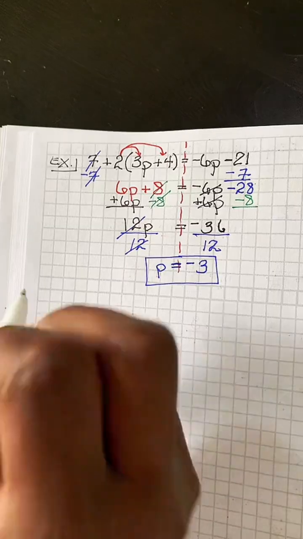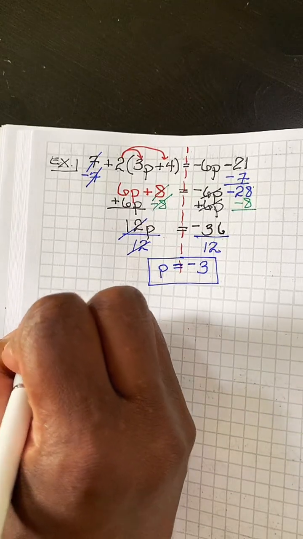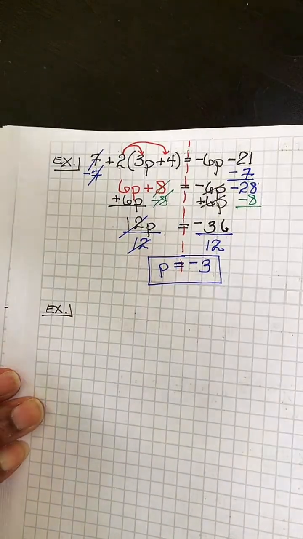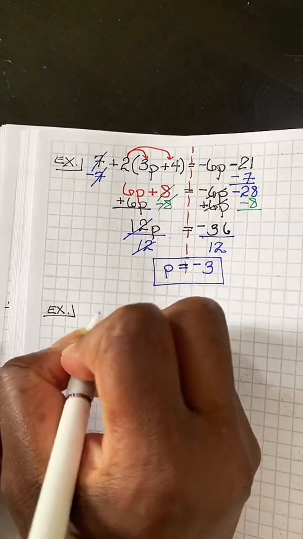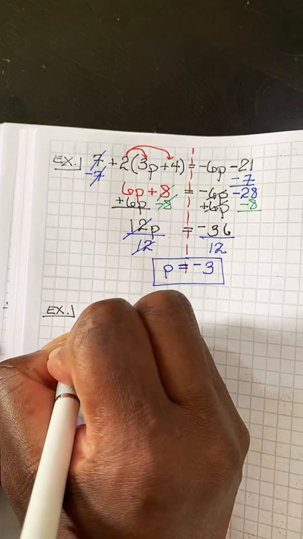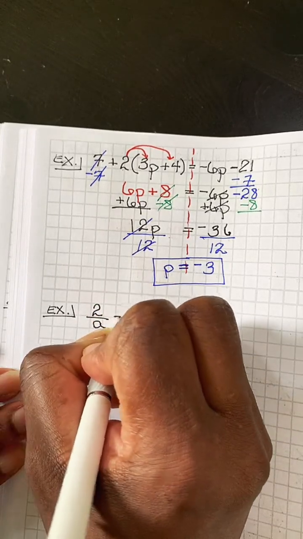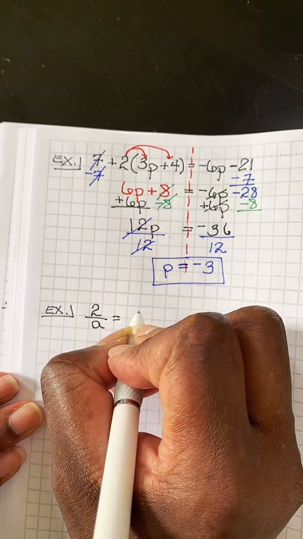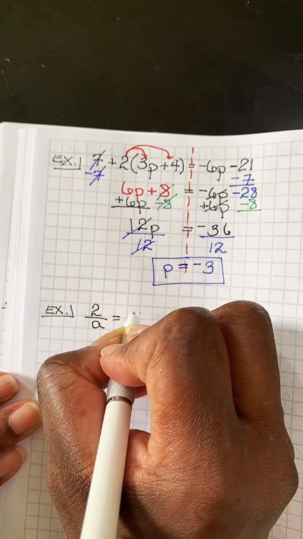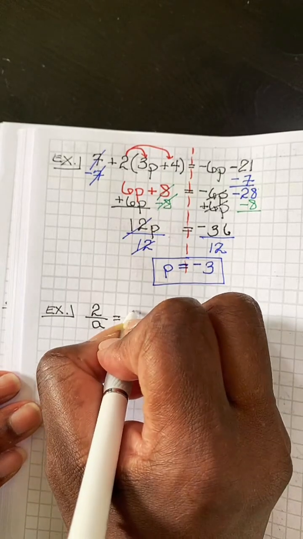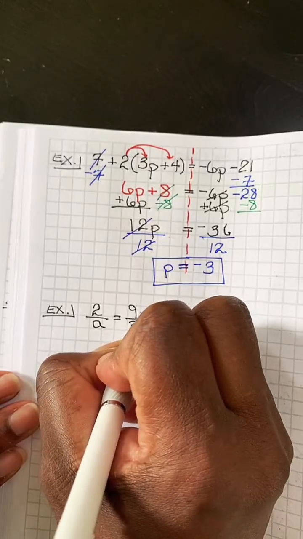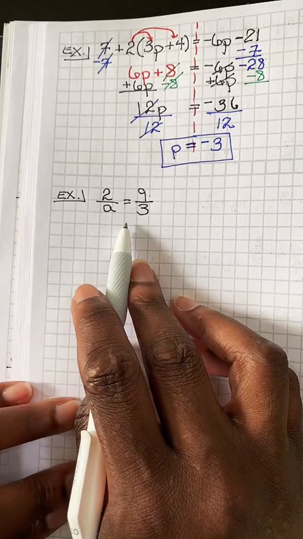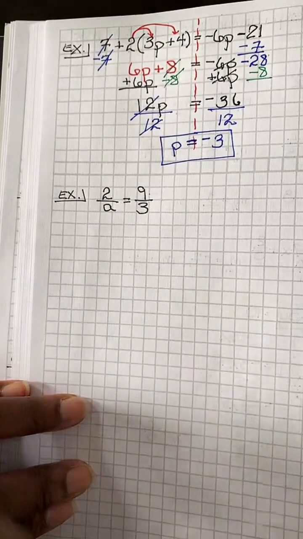Now, here's another one. Oh, this is fun. All right, let me start slow with this one. So let's say we have 2 over a is equal to 9/3. Okay. What we have here, ladies and gentlemen, is a proportion.